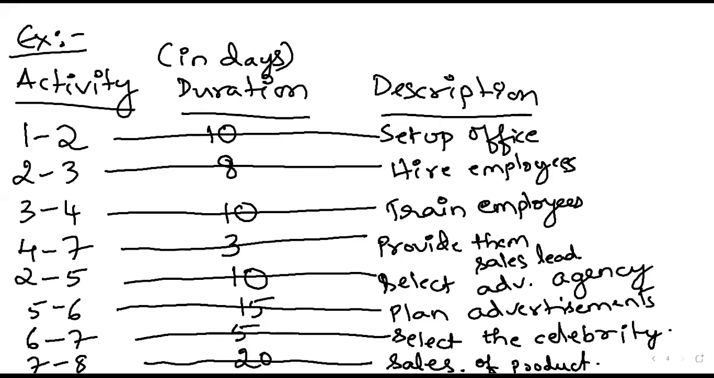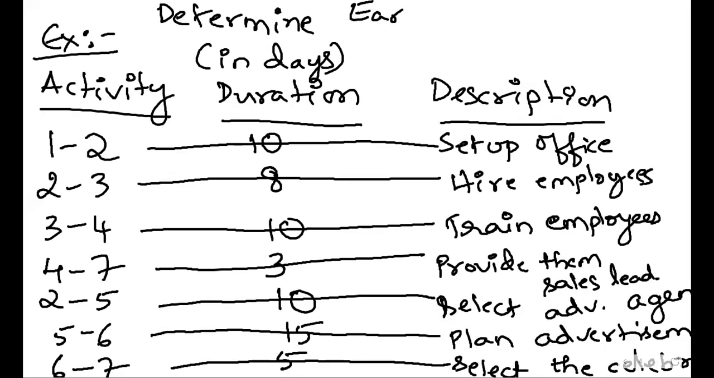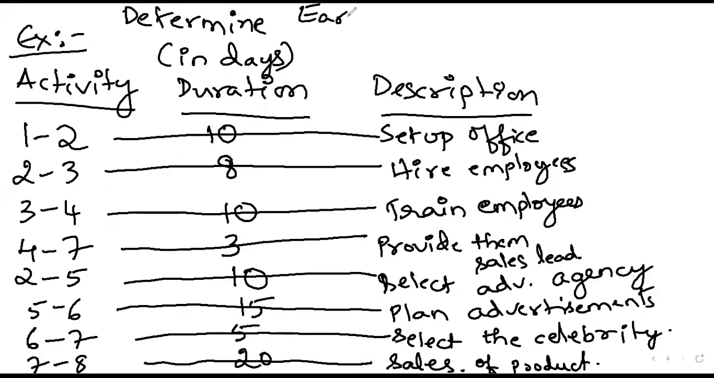So I'll just write the question statement right here. We are supposed to determine early start, early finish for this list of activities. Latest start, latest finish, we will see later. First, we will only determine the early start and early finish.